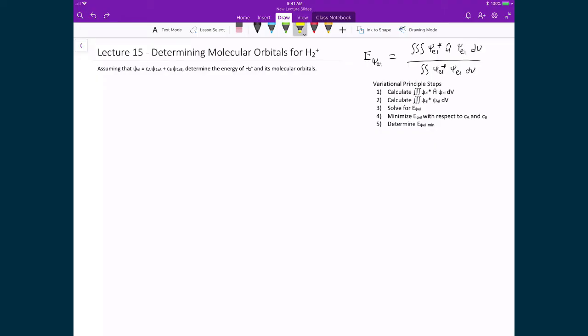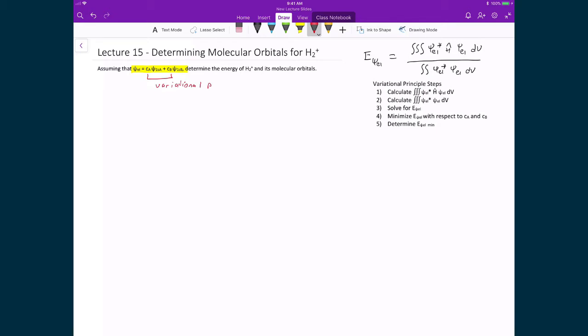So we have our guess wave function solution, which is psi EL equal to CA times Psi 1SA plus CB times Psi 1SB. And really, this is just an admission that the bonding that occurs between our atoms is in the ground state, our electron lives in a 1s orbital on these protons. And so it's going to be a mixture of the 1s orbital on one of the nuclei and the 1s orbital on the other nucleus. The CA and the CB are our variational parameters.